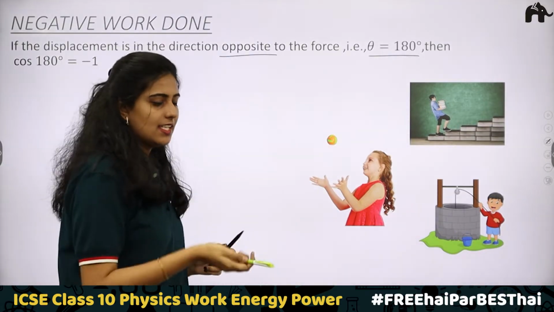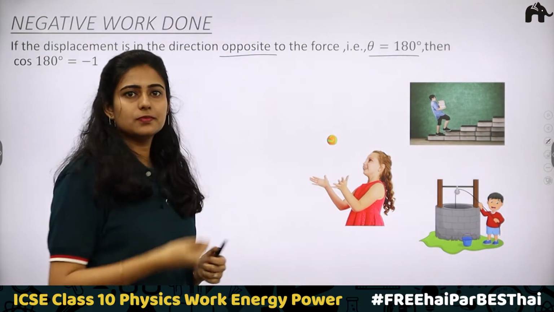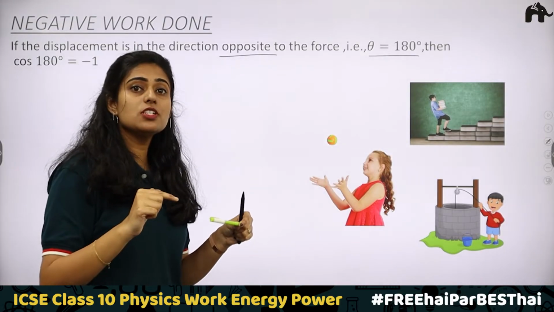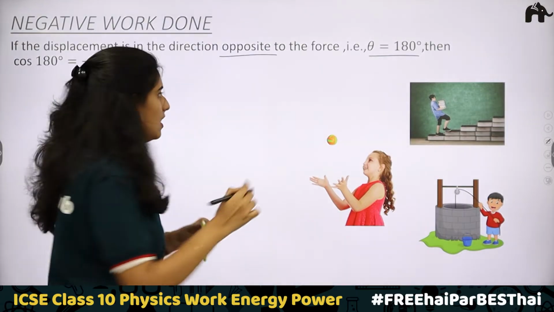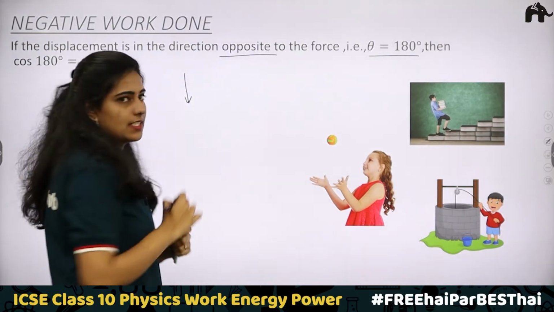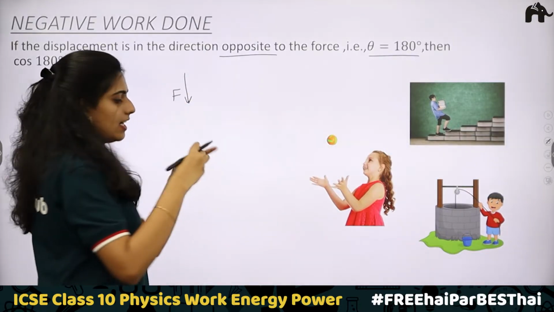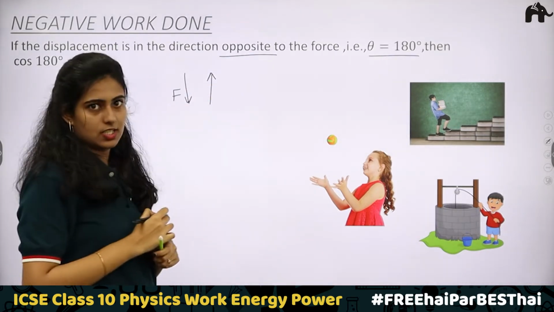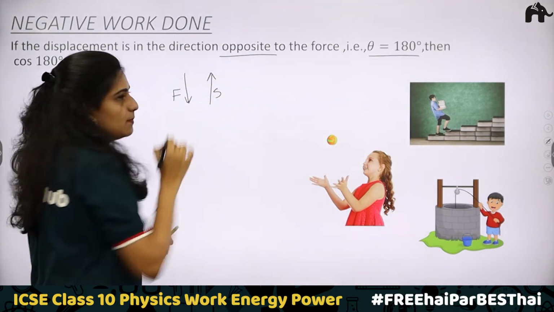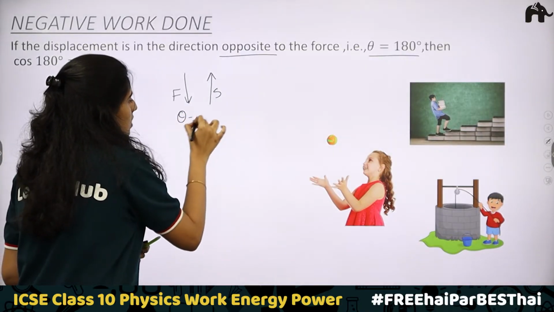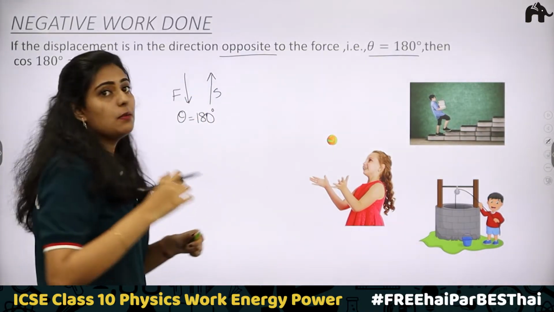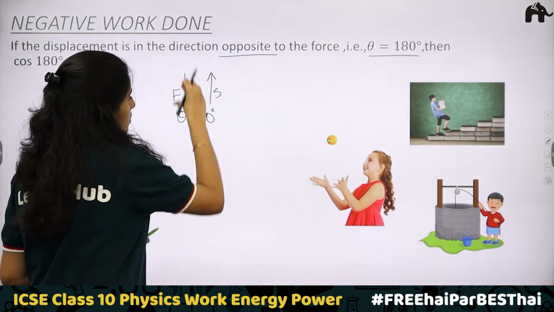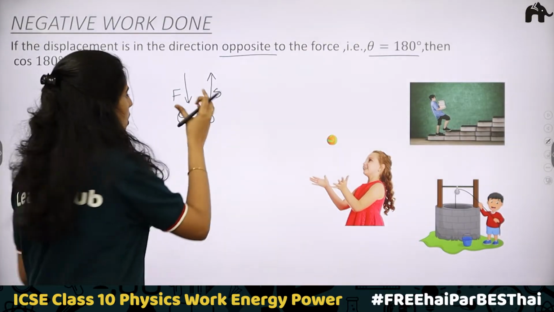Now, consider this case. I have a pen in my hand, I am throwing it up. What happened? The body is moving in a direction that is opposite to the direction in which the force of gravity is acting. Force is acting downwards. Okay, force of gravity is acting downwards, but the pen, when it moves up, displacement is in the opposite direction. Then what is the angle between the force and displacement? What is theta? Theta is equal to 180 degrees. They are parallel but opposite in direction. That is, force is applied in one direction and displacement is in the opposite direction.